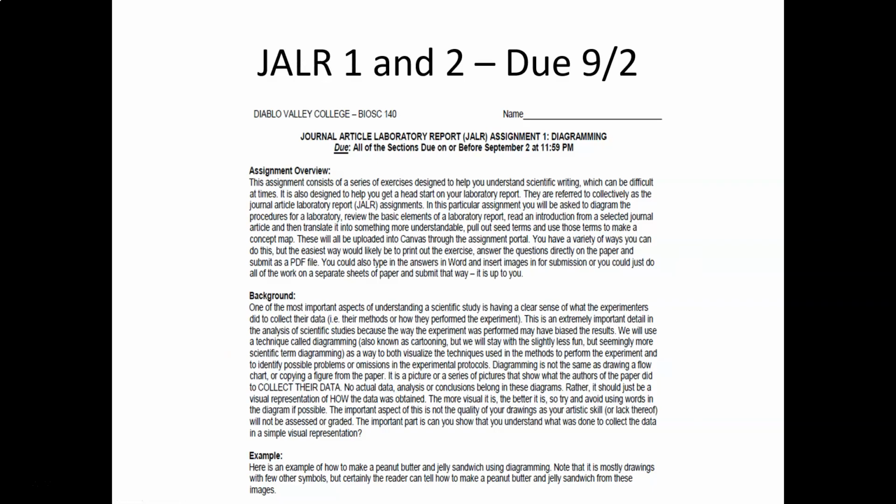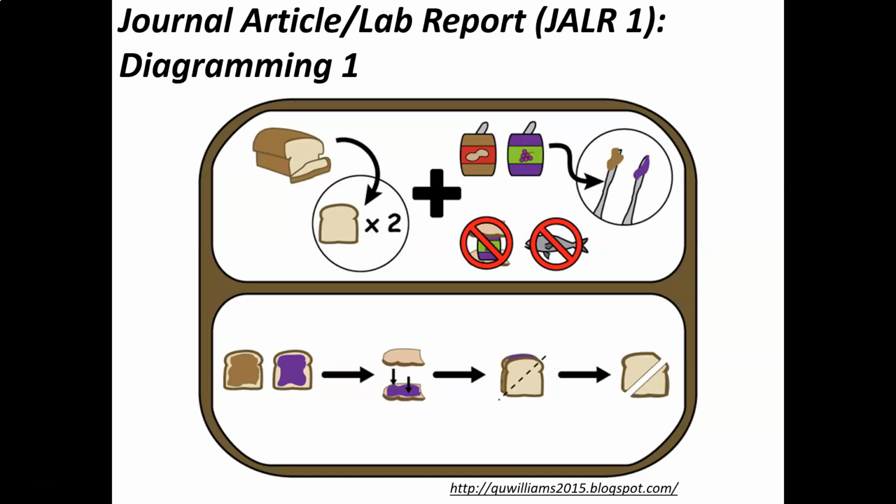Now, diagramming is just taking the methods of a laboratory or an experiment and drawing them out to simplify them so everybody can understand them. So here's an example of how to make a peanut butter and jelly sandwich using diagramming. Diagramming is sometimes called cartooning, where you're trying to limit the number of words and you're just drawing symbols. So here is a very nice diagram of how to make a peanut butter and jelly sandwich.